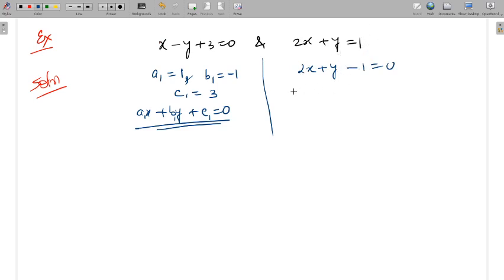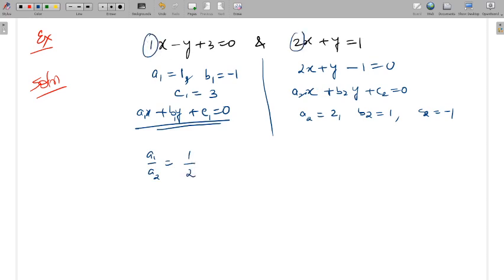Now compare it with this equation: a2x plus b2y plus c2 is equal to 0. You will observe a2 is 2 here, b2 is 1 and c2 is minus 1. Now check a1 upon a2, this ratio. a1 is 1 and a2 is 2, right? So the ratio is 1 upon 2.